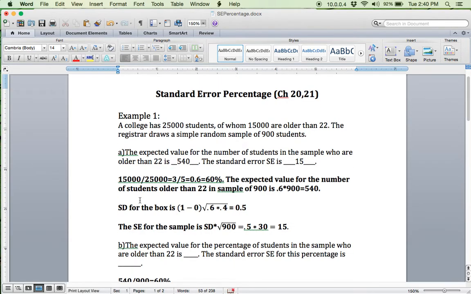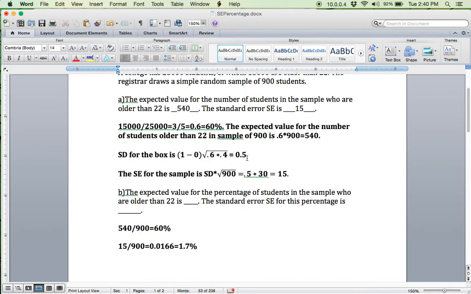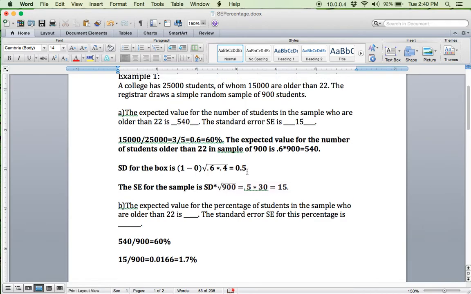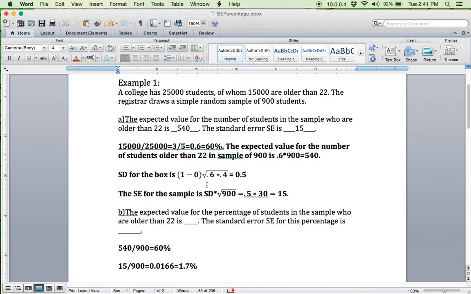Part B, so basically this is about the number of students. If we want to know about the percentage of students, it's actually only a small change. So we want to find the expected value in part B for the percentage of students in the sample who are older than 22. And also the standard error, but this time for the percentage. So it's actually very easy. We just take these numbers and divide by the sample size. So for example, we expect to get 540 as a number. Well, as a percentage, we expect 540 out of 900. So that's 60%. Notice this matches up with the population parameter.